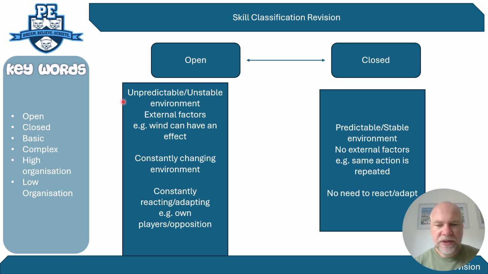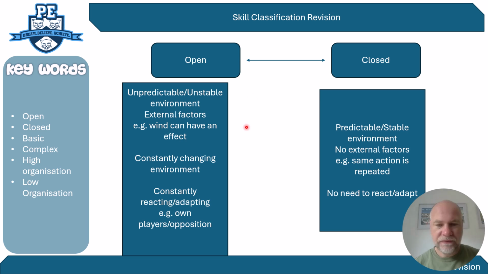The key words that the exam board likes to use are unpredictable or unstable environments for an open skill, where there may be some external factors influencing the skill. Wind might have an effect, rain might have an effect. Don't be tempted to always go with the weather. It could be the influence of a crowd. It could be the positioning of opposition and your own teammates, which I'll mention in a second.